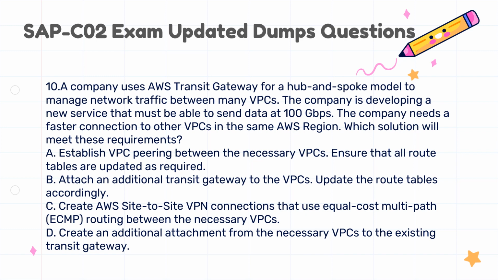A. Establish VPC peering between the necessary VPCs. Ensure that all route tables are updated as required. B. Attach an additional transit gateway to the VPCs. Update the route tables accordingly. C. Create AWS Site-to-Site VPN connections that use equal-cost multipath (ECMP) routing between the necessary VPCs. D. Create an additional attachment from the necessary VPCs to the existing transit gateway.